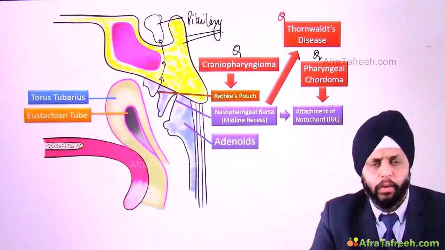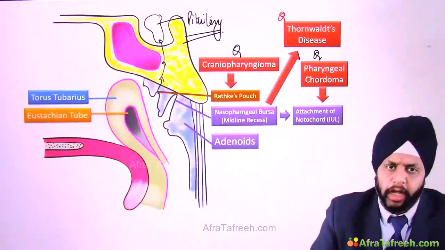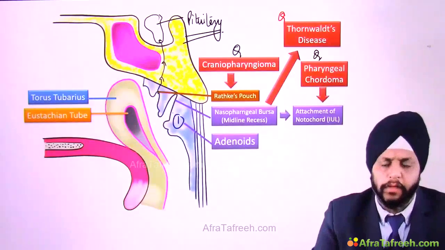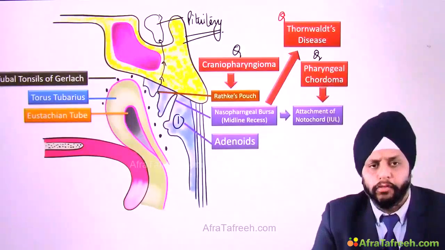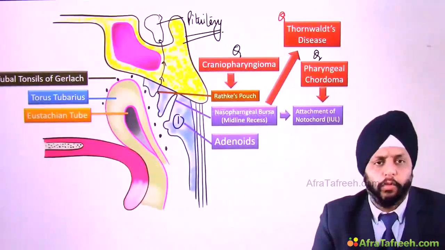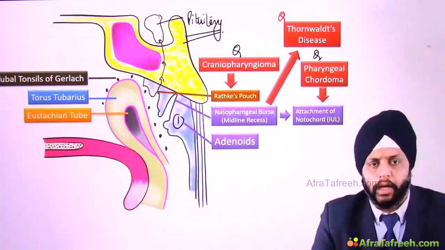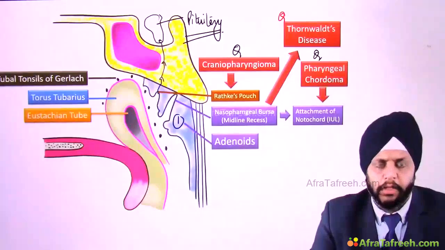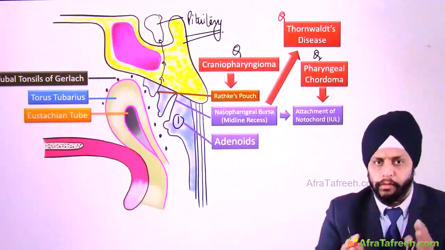Now what else do we have? The first lymphoid tissue that I have taught you is the adenoids. We can also see that there are small lymphoid tissues all around this eustachian tube. They are known as tubal tonsils of Gerlach. That's the name for these small lymphoid tissues all around the eustachian tube.